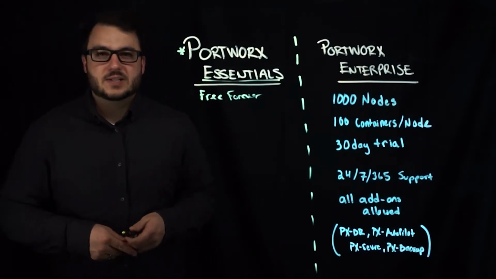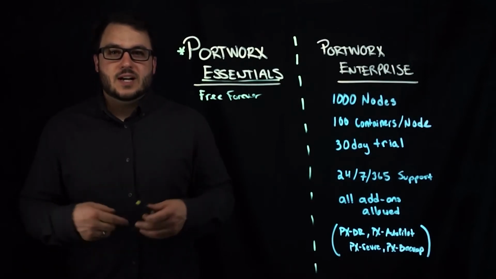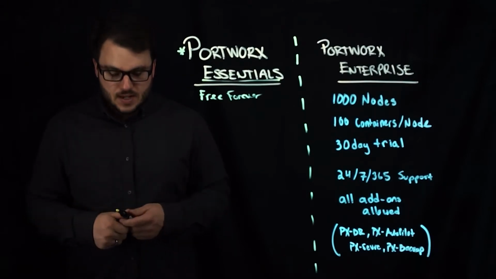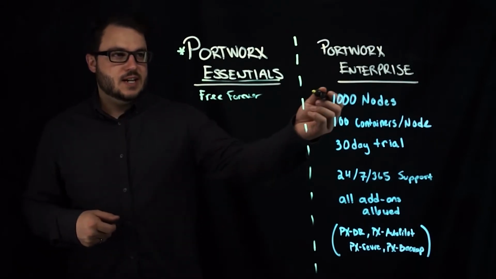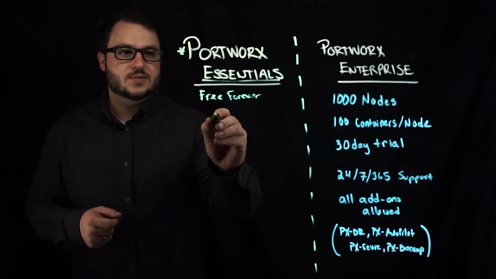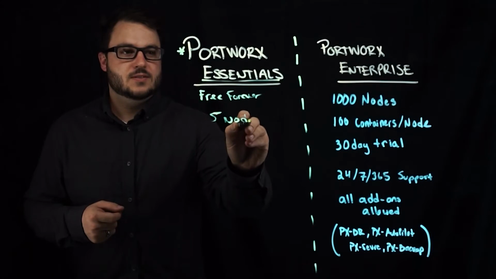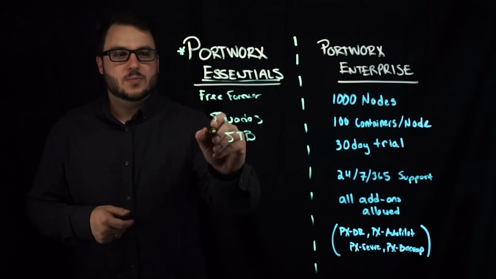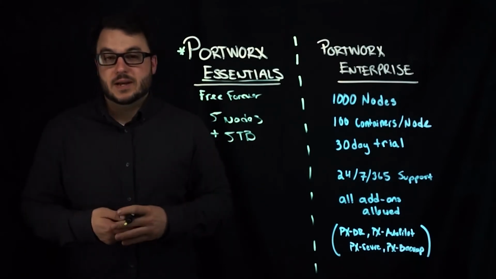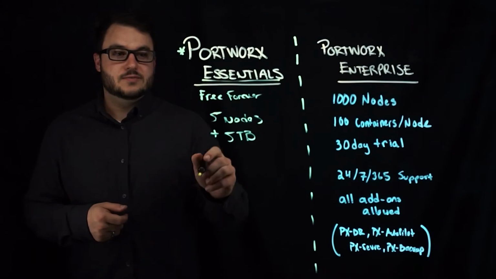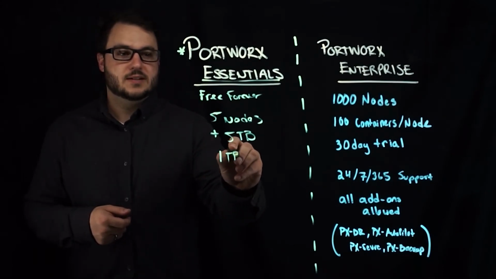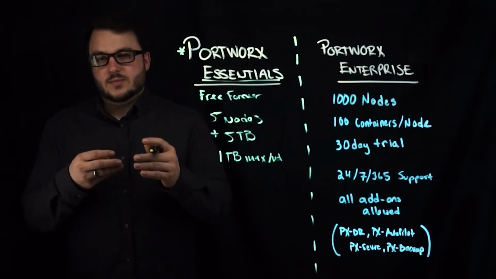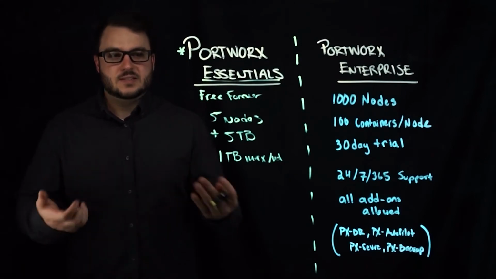Portworx Essentials, on the other hand, is probably better suited for a small SMB, or even if you have a single application in the cloud or something like that. And so the node ratio here is you get 5 nodes and you get 5 terabytes total. So what this really means is you get 1 terabyte per node, and your volume limit is 1 terabyte max per volume.